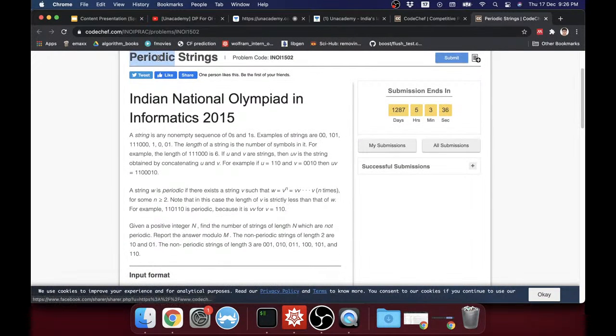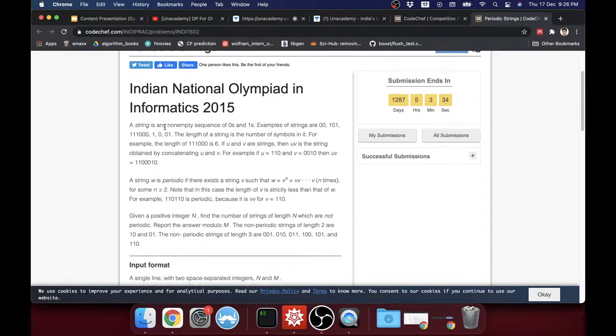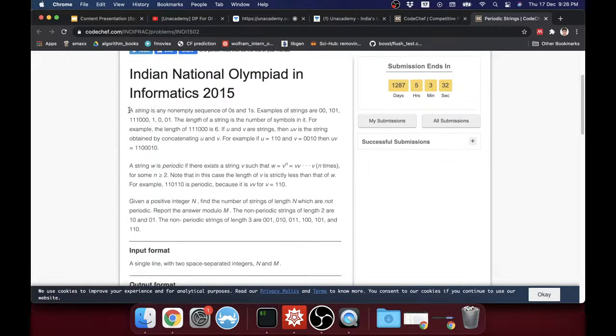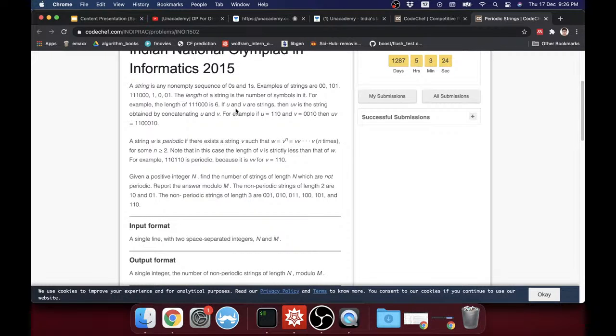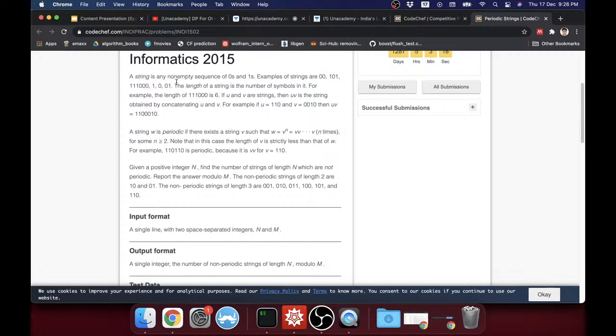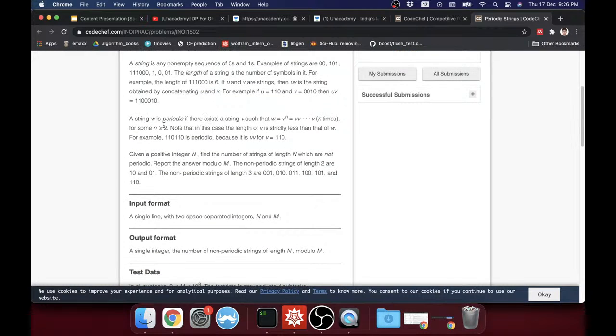Anyways, second question, periodic strings. So let's go through the question first. A string is a non-empty sequence of zeros and 1s, so it should be a binary string. The length is the number of symbols in it. If u and v are strings, then uv is the concatenation. Makes sense? This is just defining what strings are in this question.